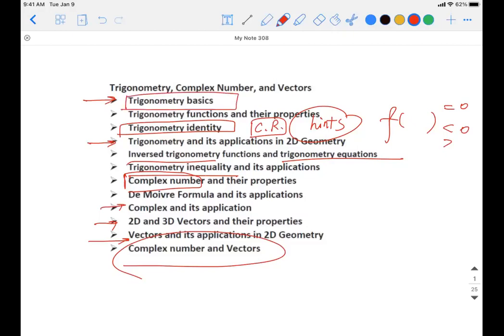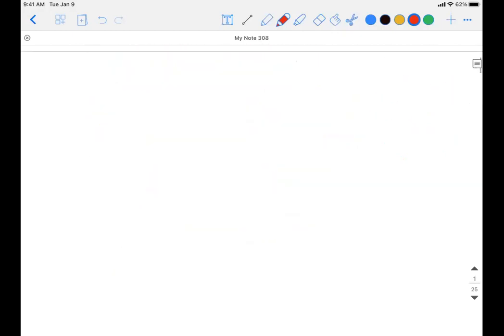Today, we're going to talk about the first part, trigonometry basics. This is going to be our lecture number 1. Trigonometry basics.